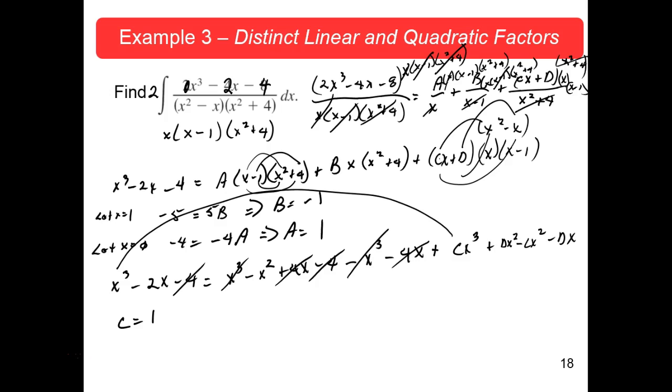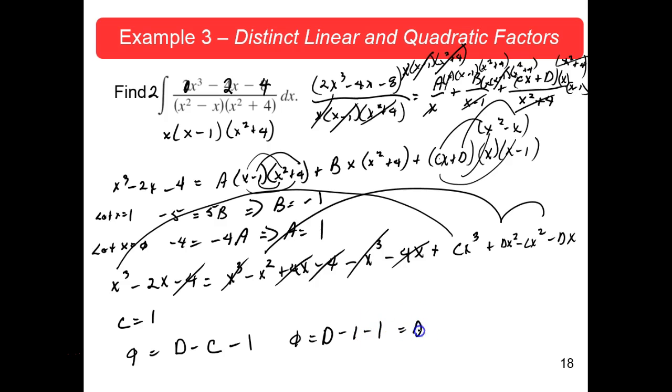Now let's go to the x squared terms. Okay? I don't have any x squared terms here. So this gives me a 0 on this side is equal to, and what we have on this side is d minus c minus 1, because you have this one, that one, and that one. That's equal to 0. But we already know what c is, don't we? C is equal to 1. So we have 0 is equal to d minus 1 minus 1. So that's equal to d minus 2.